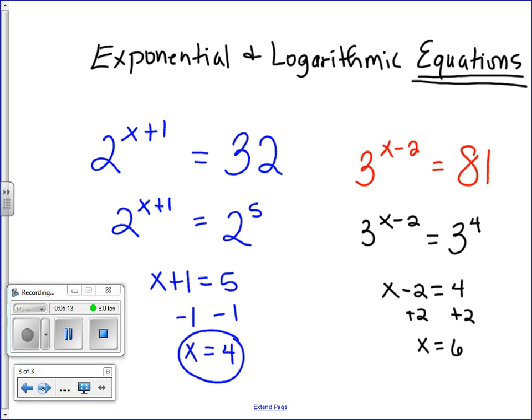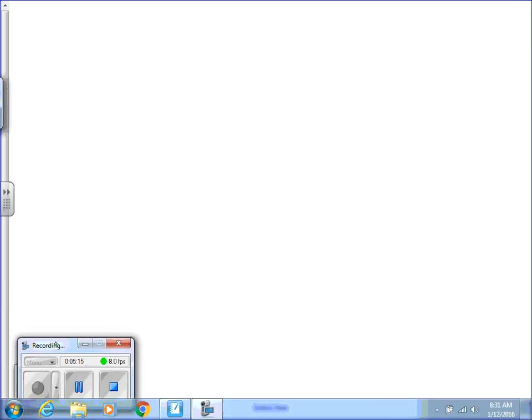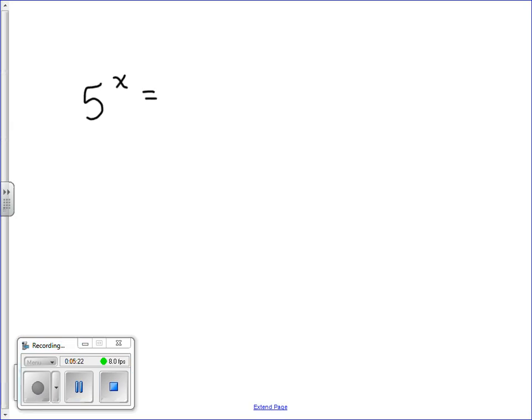Just checking. Okay. Alright. Now let's look at this one. This one's a little bit different. Is this still the same thing? Same stuff. 5 to the x equals 40.